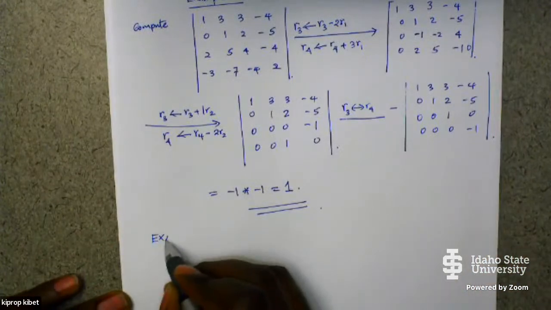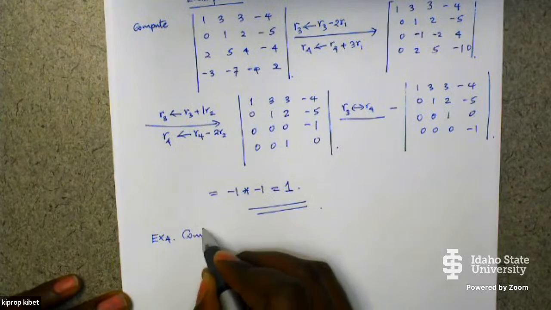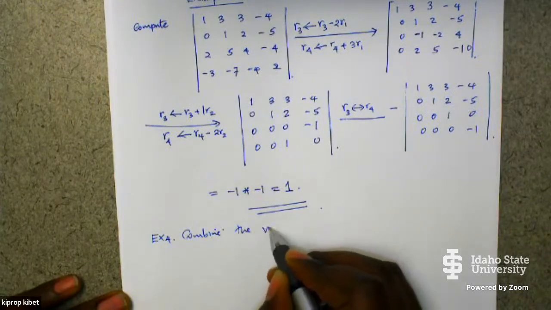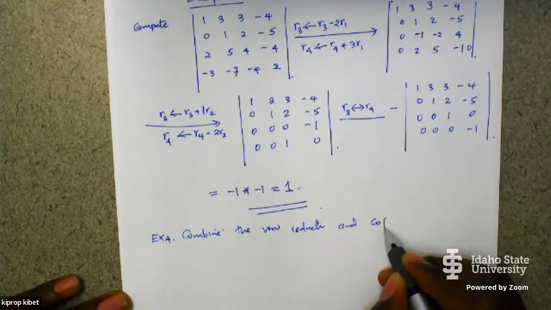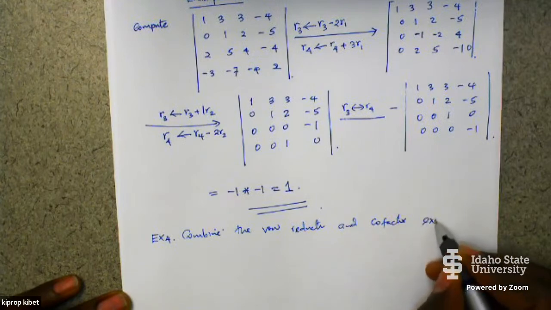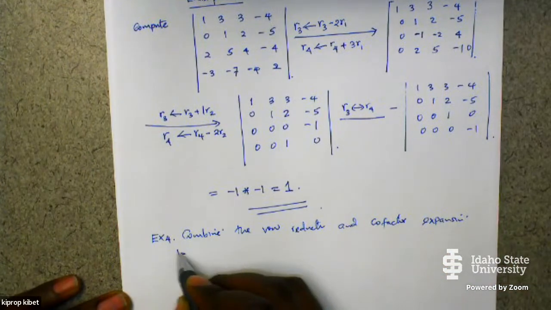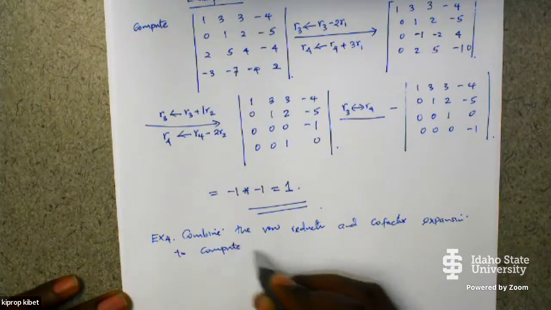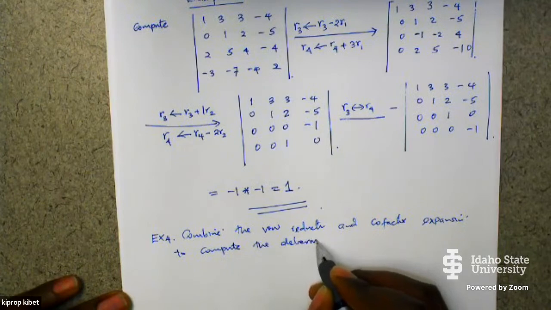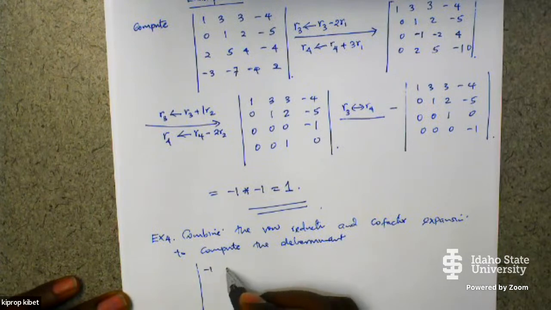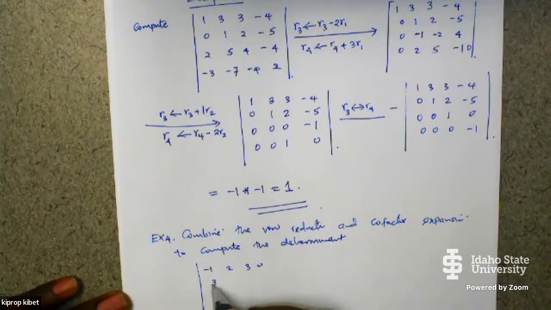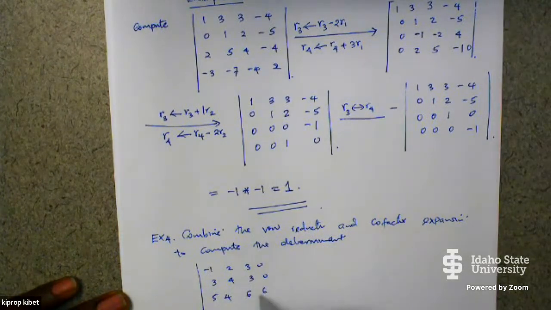Example number 4. Combine the row reduction and the cofactors expansion to compute the determinant of -1, 2, 3, 0, 3, 4, 3, 0, 5, 4, 6, 6, then 4, 2, 4, and then 3.